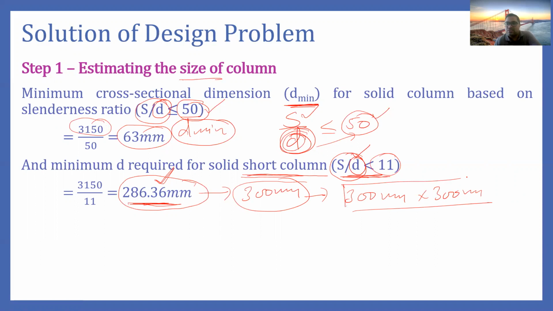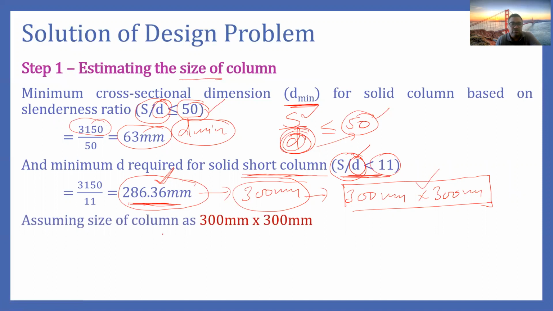Now, this size is not fixed, because we have to check whether this size is sufficient to carry the required load. So, assuming the size of the column as 300 by 300 mm, we are adopting a square short column. Here our D provided, the least lateral dimension provided, is 300 mm. So as you can see, we now have the new least lateral dimension.